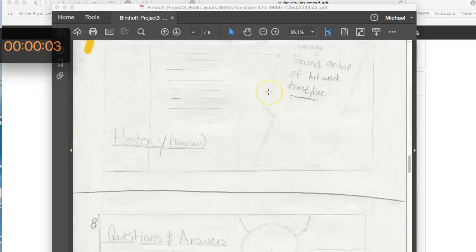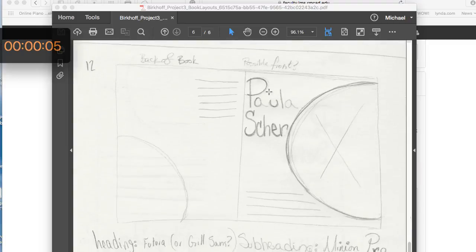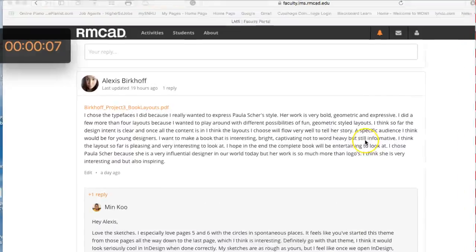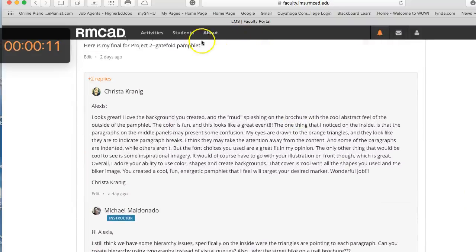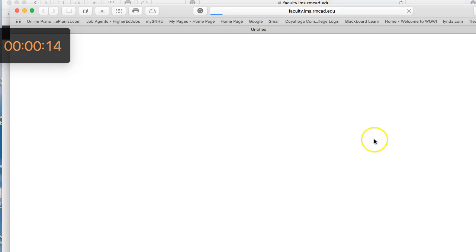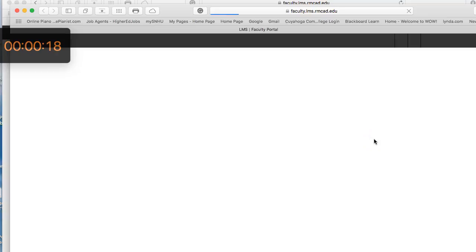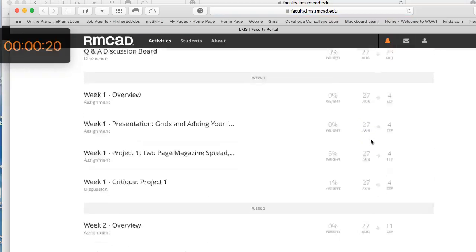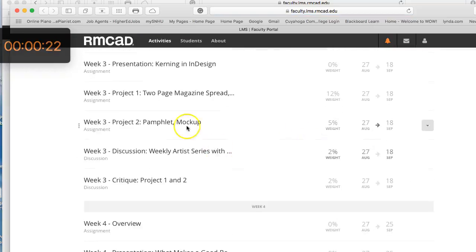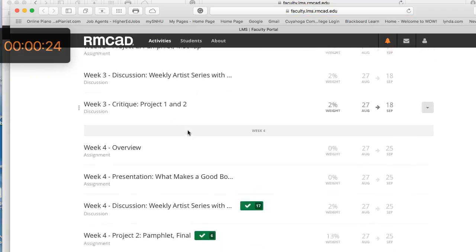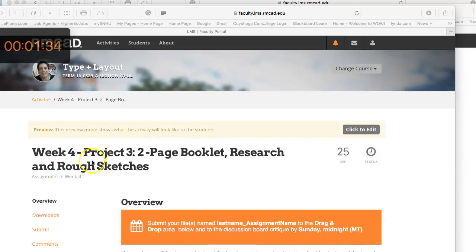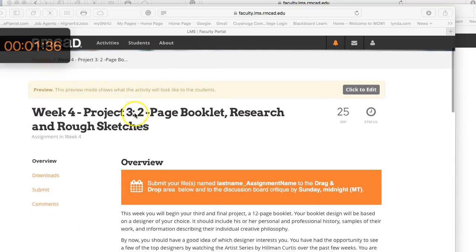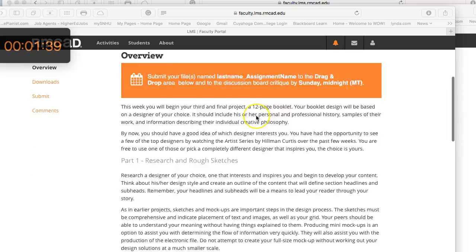What you have here is your 12 spreads, okay, but if you take a look at what the assignment is asking you, where the heck is it? Let me just do this real quick. Sorry, I should have had this open. Okay, sorry about that. I found what I was looking for. It's over here in the week four project, the 12-page booklet, research and rough sketches.